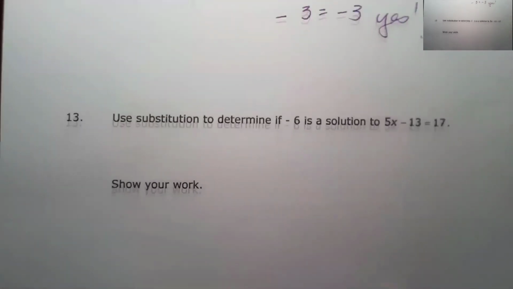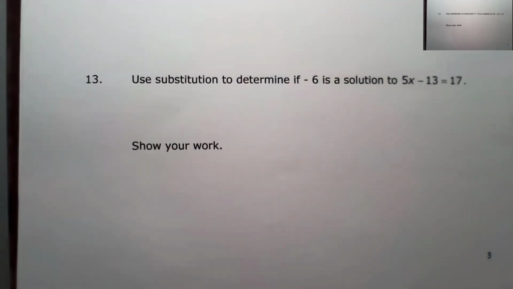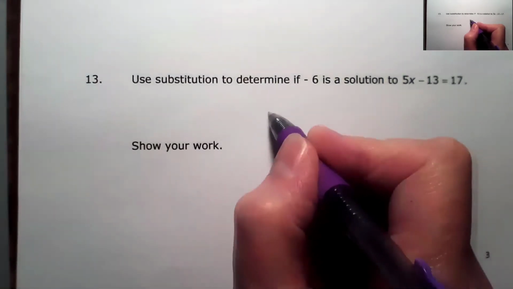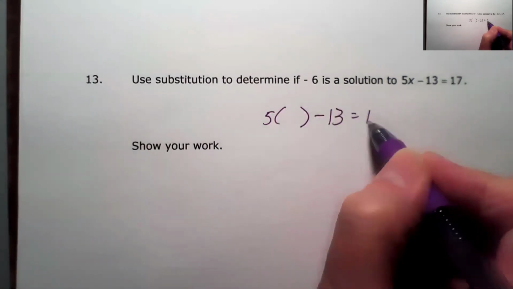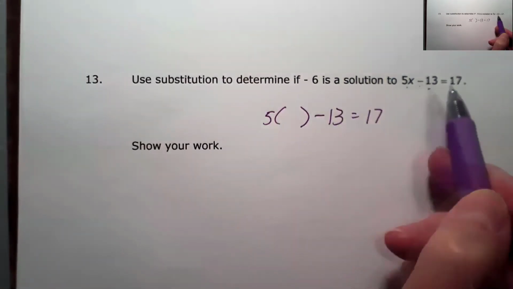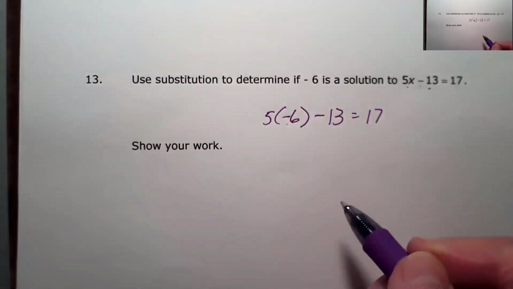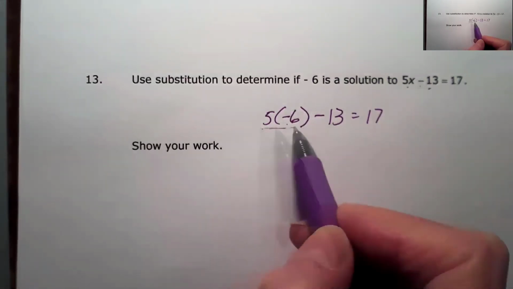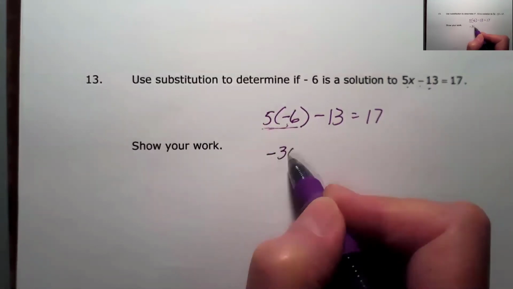One more. Use substitution to determine if negative 6 is a solution to 5x minus 13 equals 17. So I have 5 times x minus 13 equals 17. 5 minus 13, yes, I've got it set up right. X is negative 6. So remember, order of operations, I would multiply first. So 5 times negative 6 is negative 30.